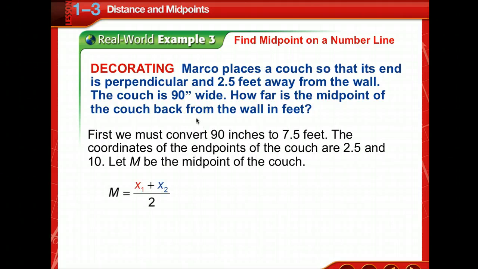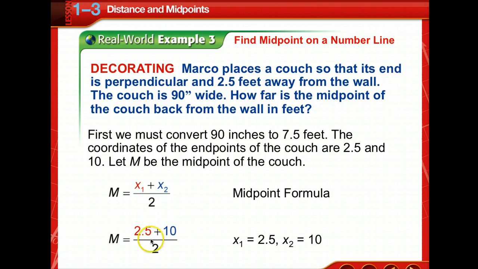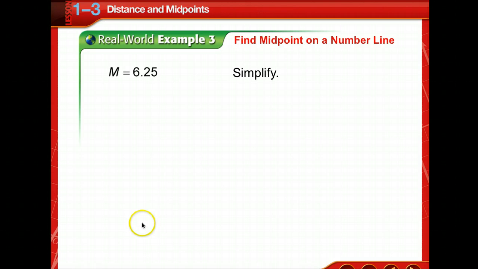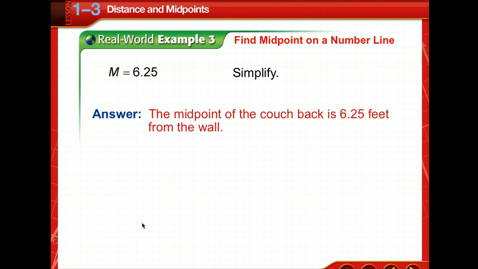Okay, very good. We're going to use the midpoint formula. So we have the 2.5 feet is our starting point. That's one endpoint. And then 10 feet would be our second endpoint. We're going to divide it by 2 because we're trying to find out halfway in between those two. When we simplify, we get 6.25. So the midpoint of the couch back is 6.25 feet from the wall.